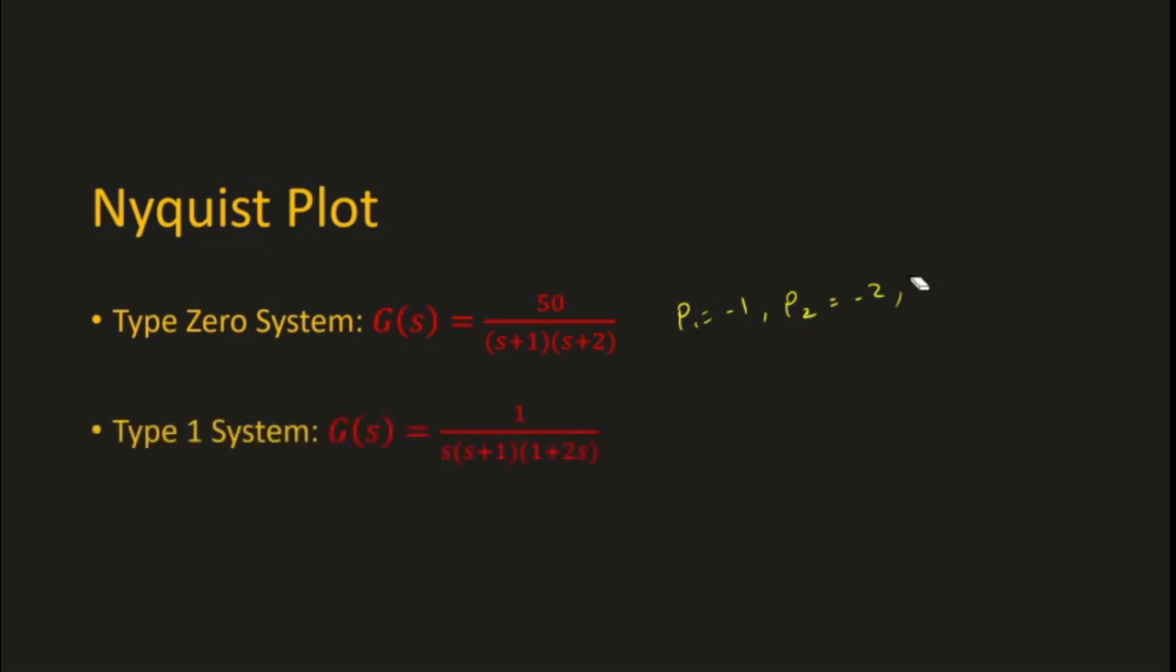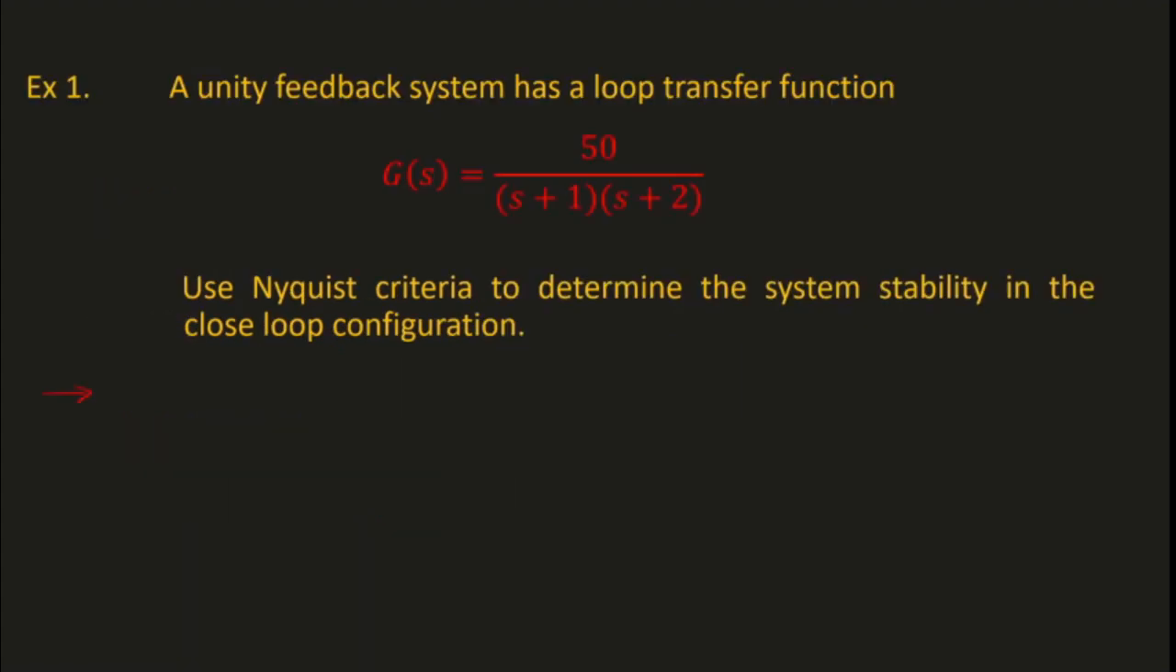A type 1 system is a system which has one pole at the origin. Here we can see that. And type 2 is a system which has two poles at the origin. To understand type 1 and type 2 problems, we will create two more videos. But in this particular video, we'll understand how to draw a Nyquist plot for a type 0 system.